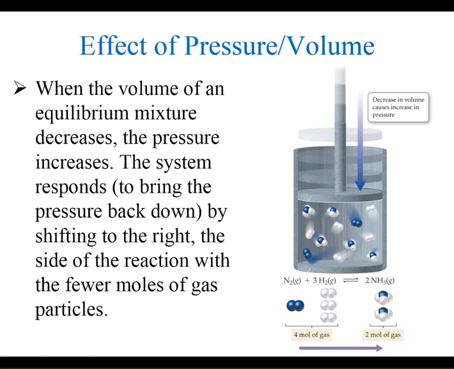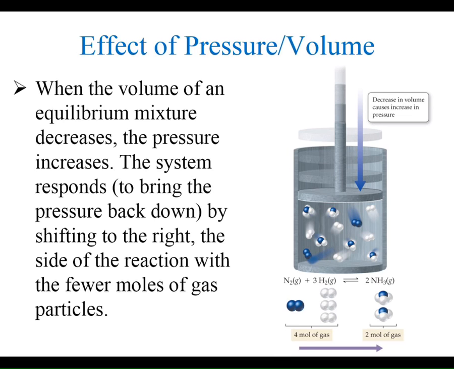So in this case, if I decrease the volume and increase the pressure, what's it going to do? It's going to shift to the right. It's going to take 4 moles and turn them into 2, and 4 into 2, and so on, until it gets back to a nice happy pressure. That's going to lower the pressure, right?